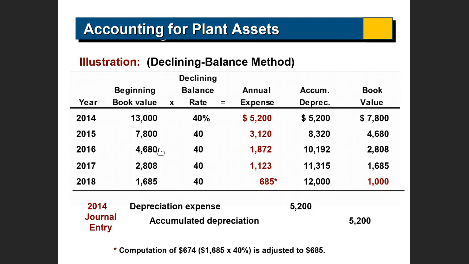So you will take 40% every year until you get to this. The actual calculation is 6,674, but it is rounded to 685 to make the book value 1,000 at the end, because the book value will not go below 1,000. Why is that? This is the salvage value. So it's given to us. The salvage value is 1,000, given to us. You cannot depreciate below that. Once you reach 1,000, you have to stop depreciation.